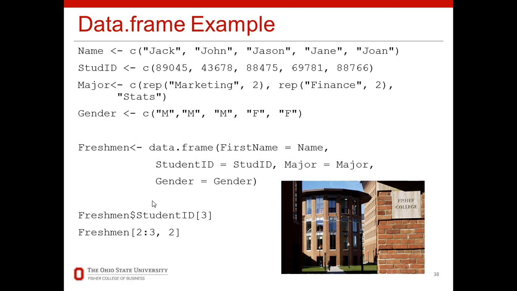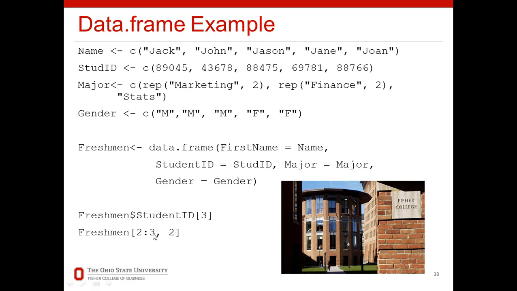If I want to combine them all into a data frame, I use the function data.frame to say, hey, I want the first name is the name vector. I'm labeling it as first name. Student ID is the student ID vector, and so forth. This forms my data frame, and now I can say, hey, of my freshmen here, I would like to find out the third student ID. The $ says access the student ID column, which is just the same as this vector up here, and then it picks the third element.